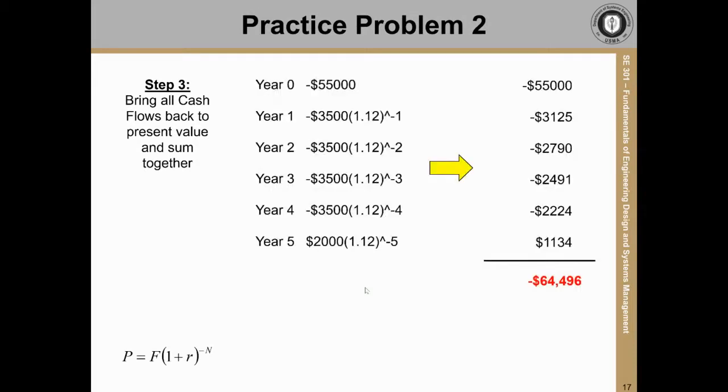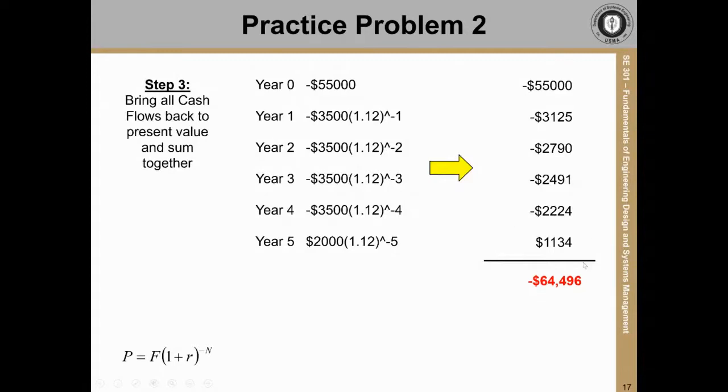So what you can do from that is convert each of those values into present dollars. Year 0 is pretty direct, go straight over. Year 1, we had a $3,500 expense. We convert that to present value, and that comes out to be $3,125. We do that with year 2, year 3, year 4. Year 5, because we had that salvage value in addition to the operating cost, is $2,000, and we convert that over to present dollars, and we get $1,134.